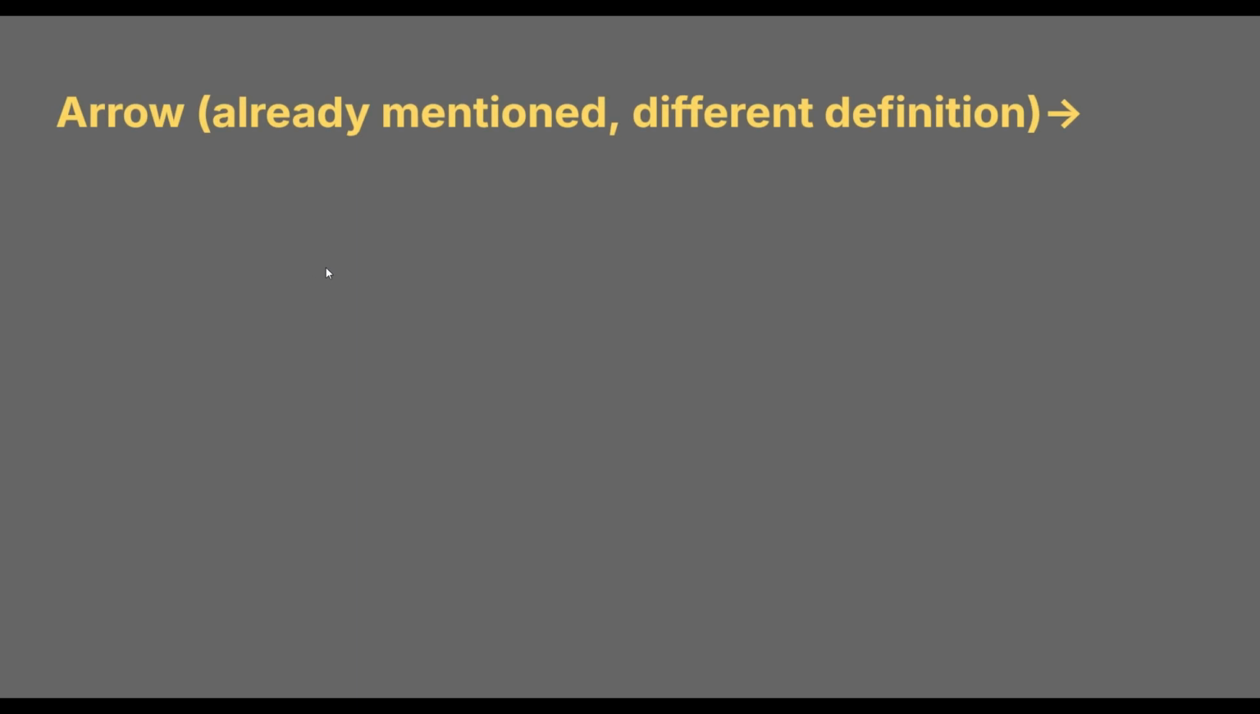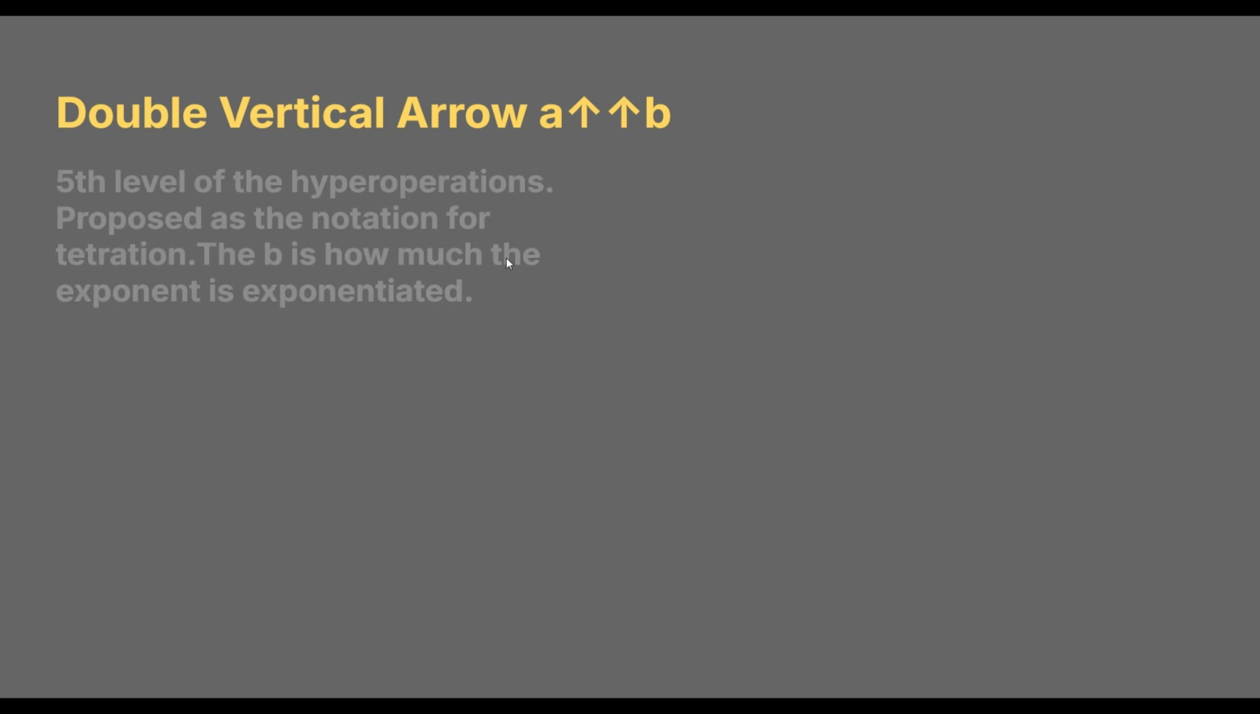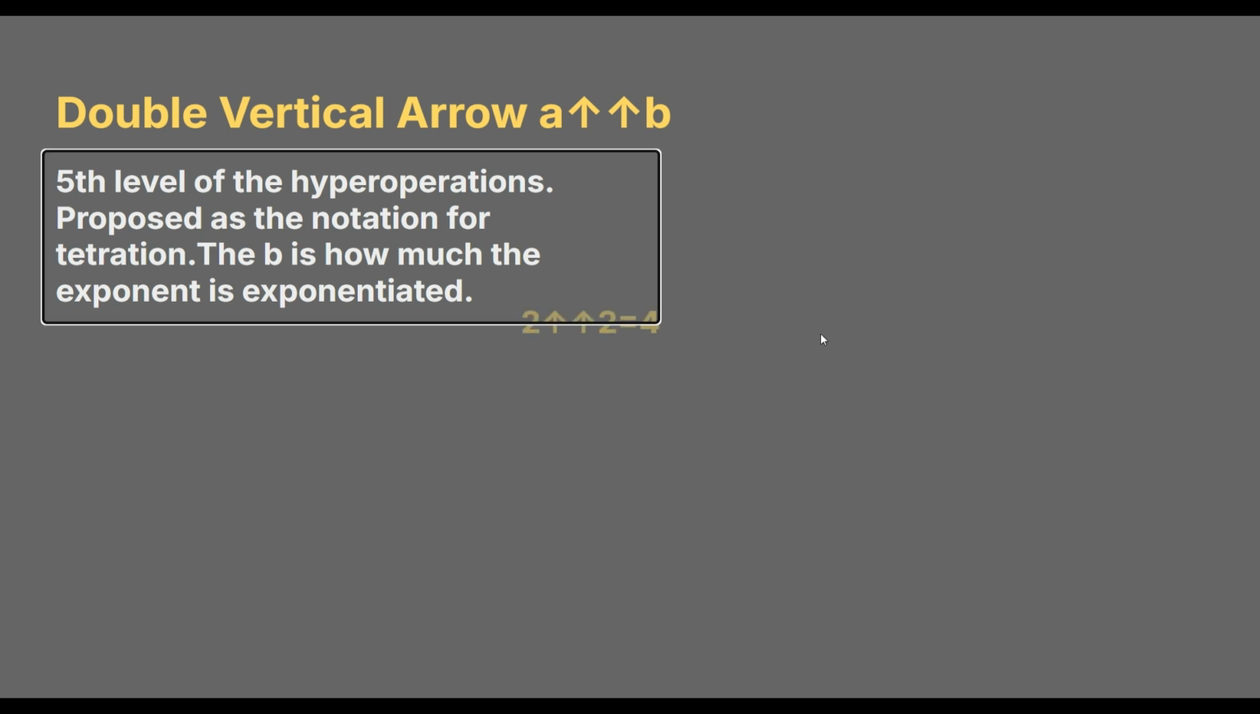Arrow has already been mentioned, but this is a different definition. It denotes a morphism, which has a source and a target. Double vertical arrow is a common denotation of a tetration. While not official, it is the fifth level of the hyperoperations. It is proposed as the notation for tetration. The b is how many times the exponent is exponentiated.